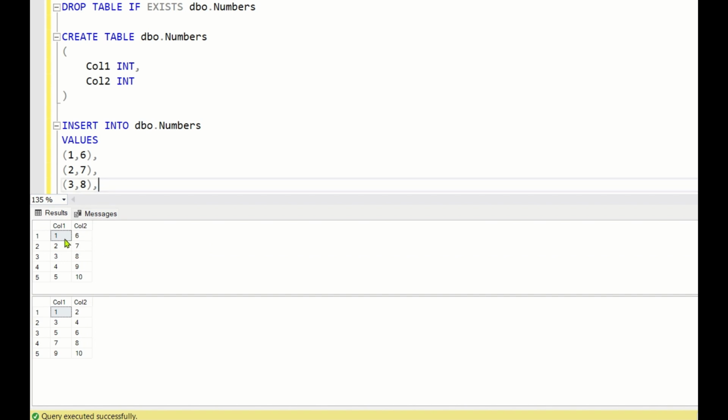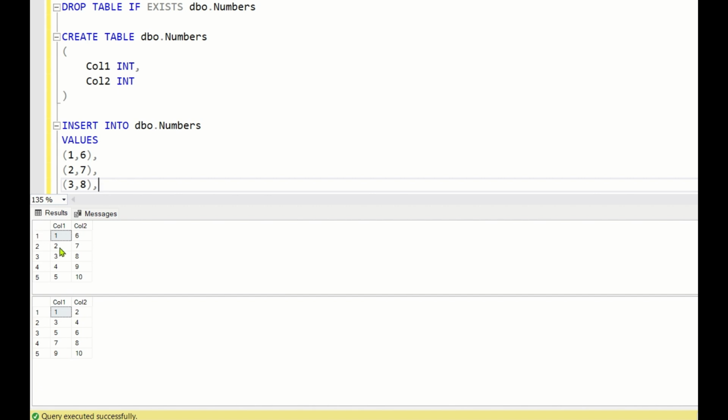If you see the first row, the values are 1 and 6. The output should be 1 and 2. And in the second row, 2 and 7 should become 3 and 4. So first, 1 and 6 should become 1 and 2. Basically, column 1 has not much change, and column 2 has a drastic change. 6 should become 2, and similarly in row 2, 2 and 7 should become 3 and 4. In column 1, the values 1, 2, 3, 4, 5 should become 1, 3, 5, 7, and 9.